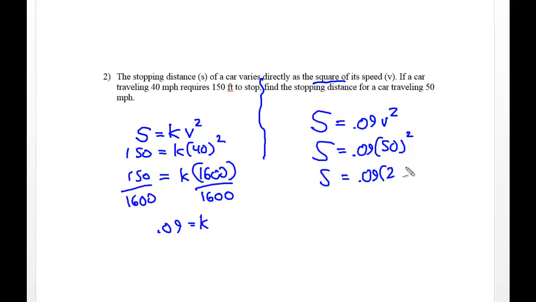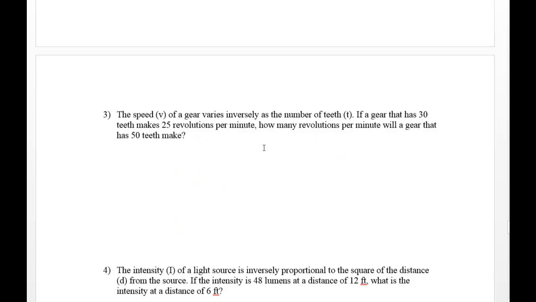So we're going to have 0.09 times 2500, and if we do that out, the stopping distance for just 10 extra miles per hour is going to jump from 150 to 225 feet. So you can see why adding just an extra 10 miles an hour greatly increases the stopping distance, because the speed was squared. Alright, now our first problem dealing with inverse variation.